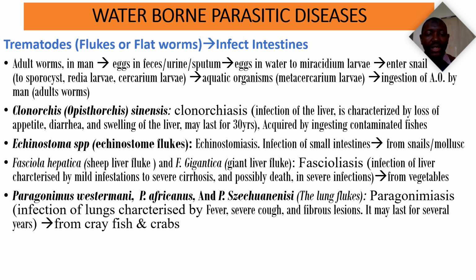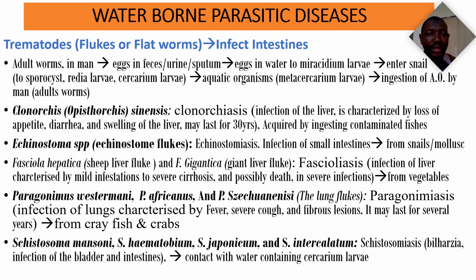Now, during the transmission of these diseases, the eggs of the worms are expelled in the sputum of the infected person. And then the second intermediate hosts from which the man becomes infected are the crayfish and freshwater crabs. These are the second intermediate hosts. So human infection results from eating contaminated crayfish or freshwater crabs, and then the disease condition will now develop.